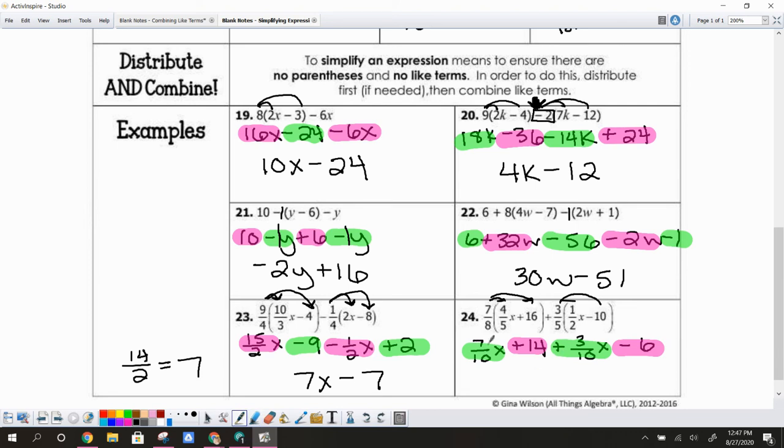So then you go ahead and combine your like terms. I'm left with 7/10 plus 3/10, and 7/10 plus 3/10 is equal to 10/10, which is equal to 1. So I can just leave this as x, and then I have 14 minus 6, and that is a positive 8.